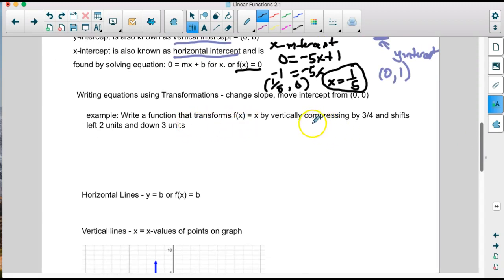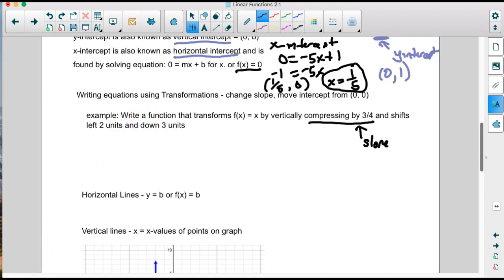So it gives us the compression, which is basically the slope of the problem. The function transforms f of x equals x by a compression of 3/4 and shifts left 2 and down 3. This one is going to be a little bit more shifting than we just did in the graph, where we just shifted it 1 up. In this case, we're going to have 2 different shifts. So that means we're going to have to look at finding the point, which is the y-intercept, using this shift.